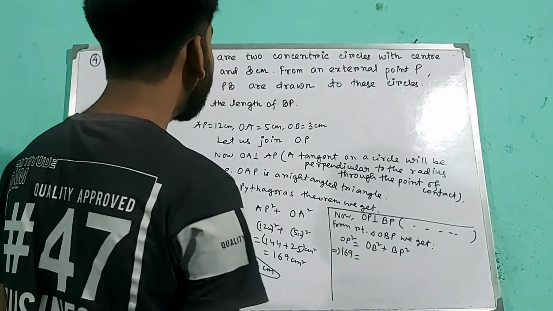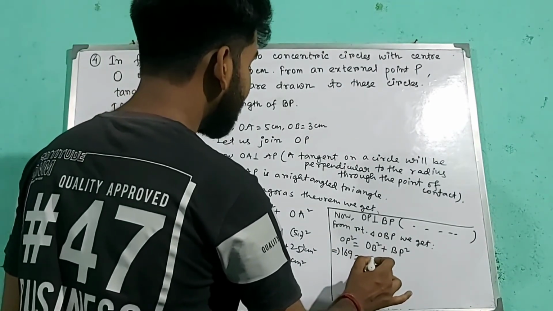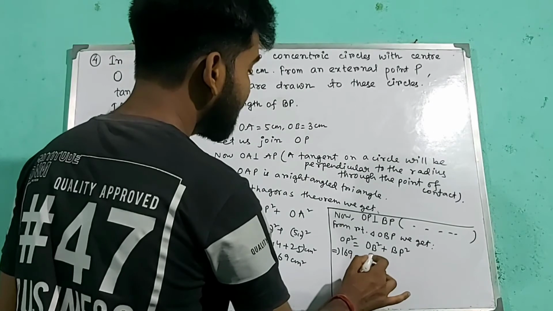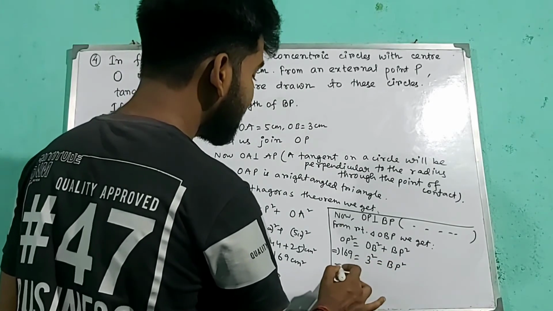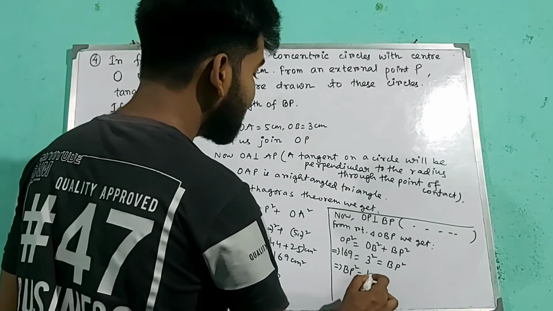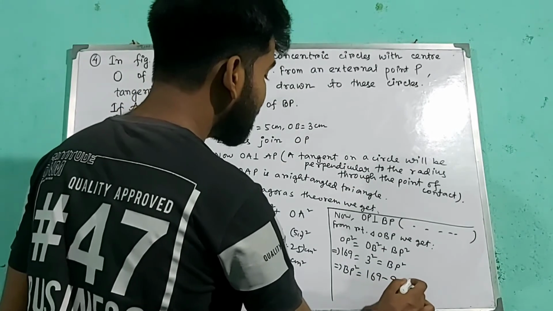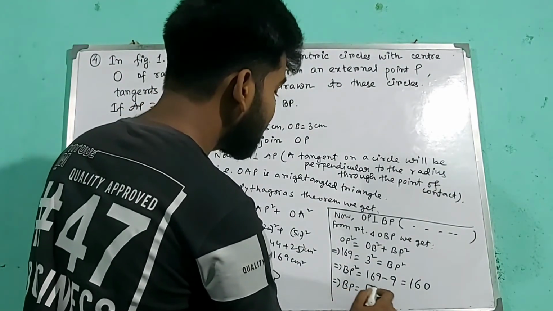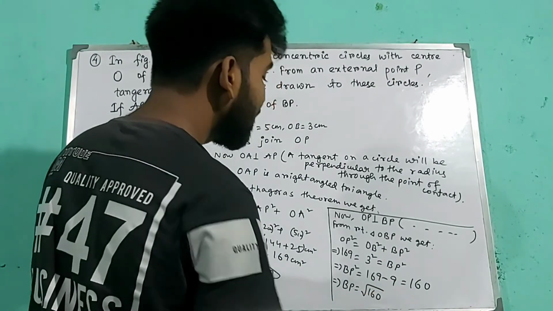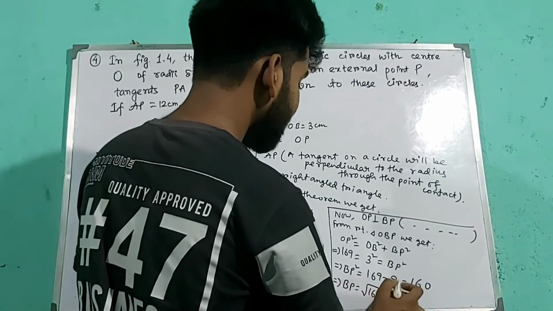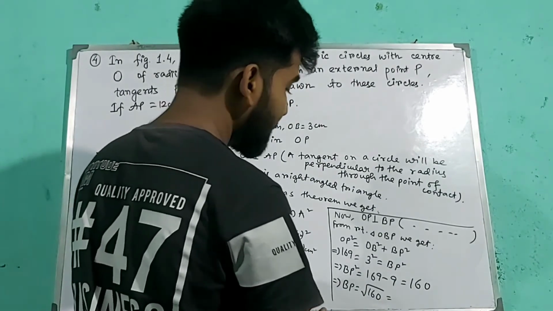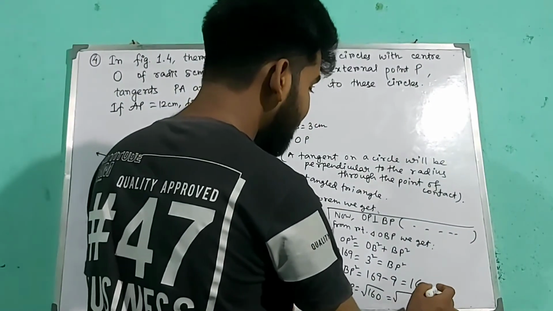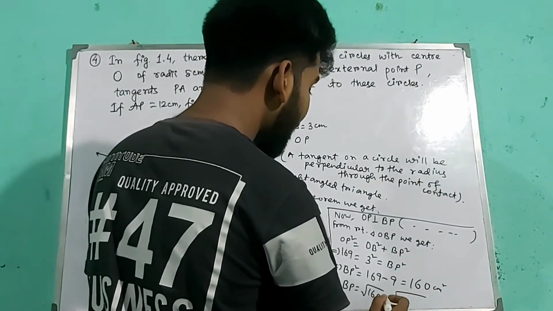Now you know OP square is 169, equals OB square, which is 3 square, that will be 9, plus BP square. That means BP square equals 169 minus 9 equals 160. That means BP is root over 160. I forgot to write the centimeter. Here it will be centimeter square, here also centimeter square.